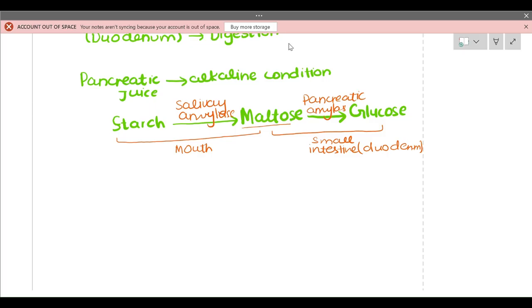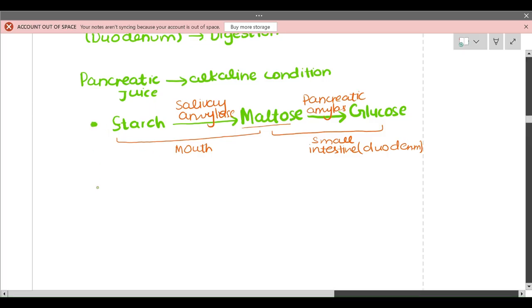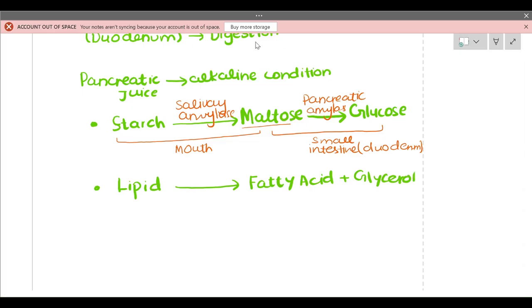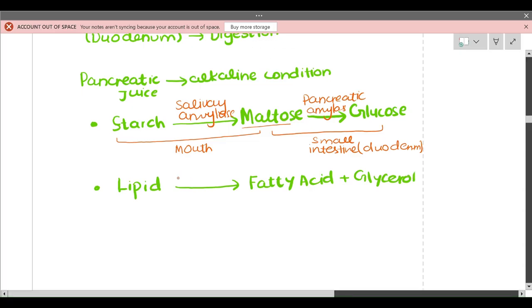And the second food component we did was the fats or lipids. The digestion of lipid didn't happen earlier, so this happens here, and as a result it is converted into fatty acids and glycerol, so that could later be absorbed. It happens in the presence of an enzyme that we call lipase, the pancreatic lipase. So this is also going to happen in your small intestine, duodenum.